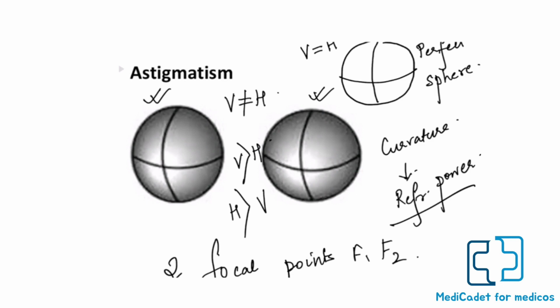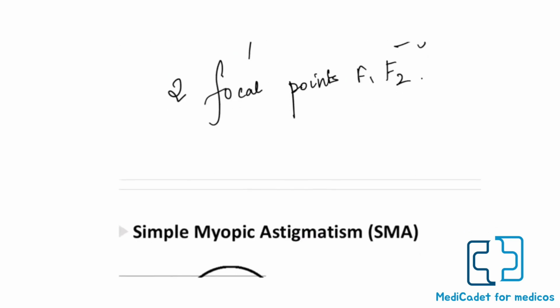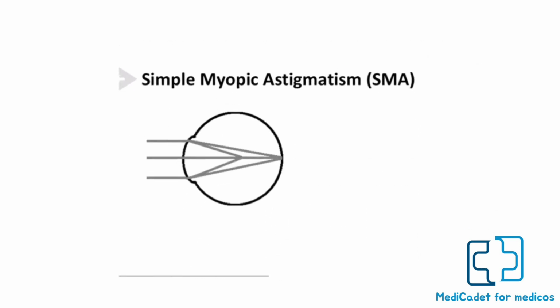Now we will come to the most difficult part here, that is the different types of astigmatism. So let's look at this image. The first one is called simple myopic astigmatism. Now what is simple myopic astigmatism?